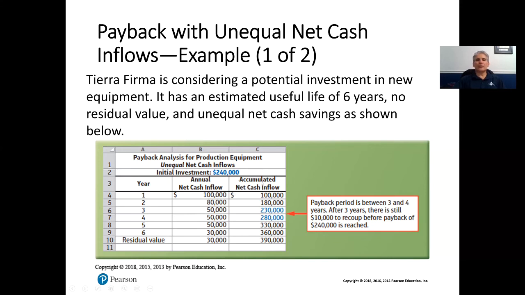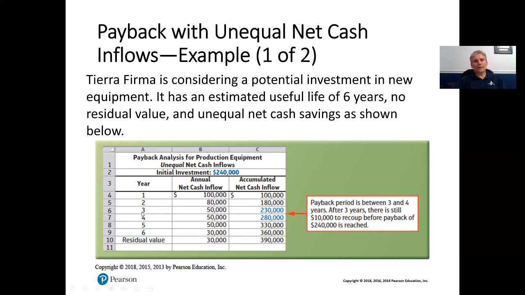So what you're going to do is you're going to accumulate the cash flows each year. First year's 100,000. That's what you have year to date, or in total, the accumulated net cash. The next year, you take in 80,000, or you're going to add that. So over the 2 years, you have 180,000. This is keeping track of the accumulated net cash inflow. Third year, 50, that's 230. So you're real close after 3 years, but you're still not quite there.